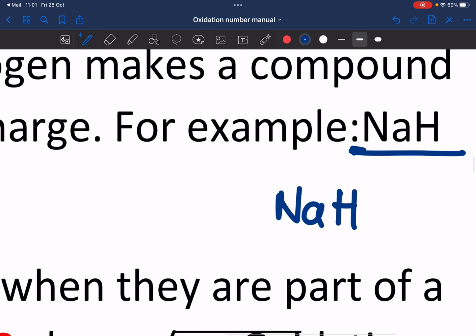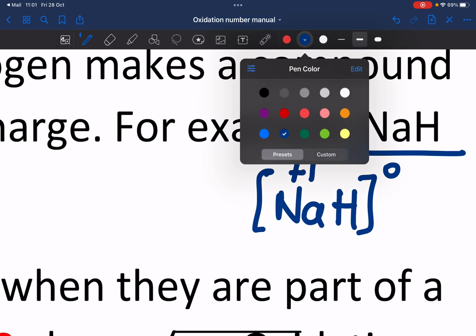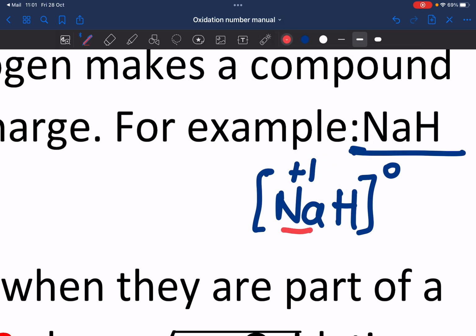Take a look at this one. You see the compound by itself has a charge of zero because nothing is given on it. And we know that sodium is +1, and the charge total of these two guys needs to add up to zero. So this one is +1, and this one has to be -1, so they add up to zero.